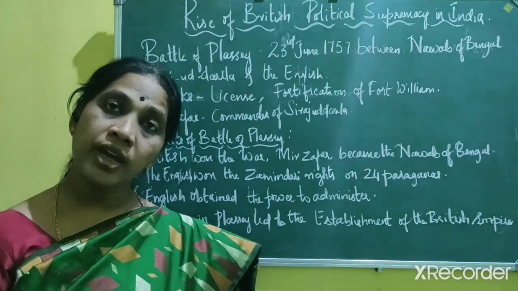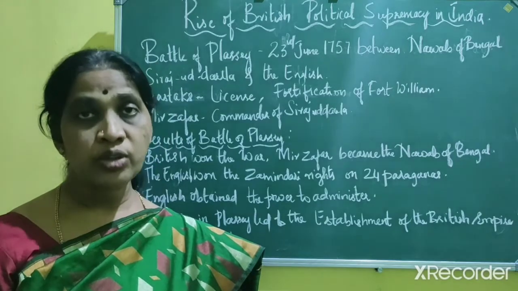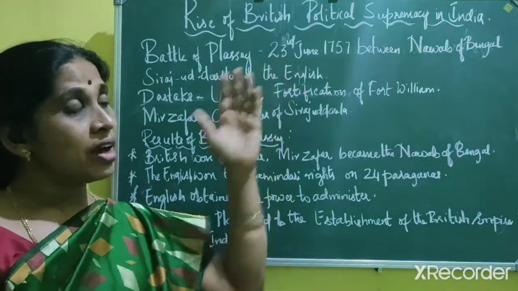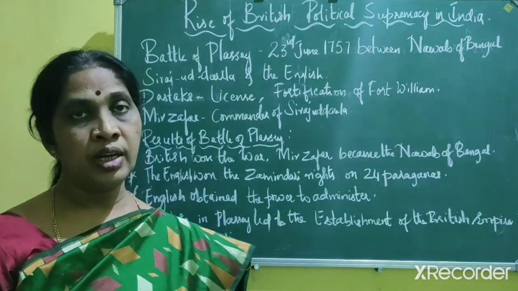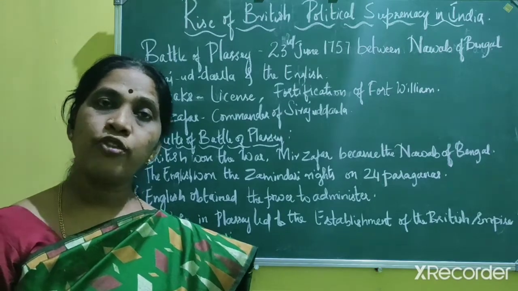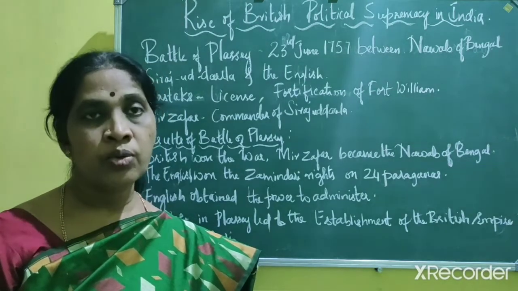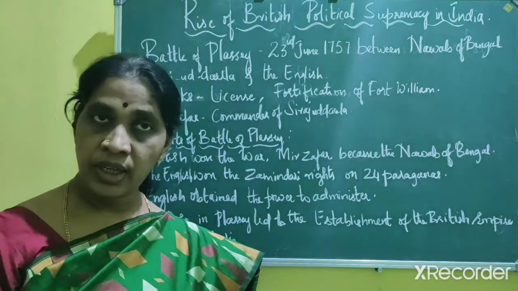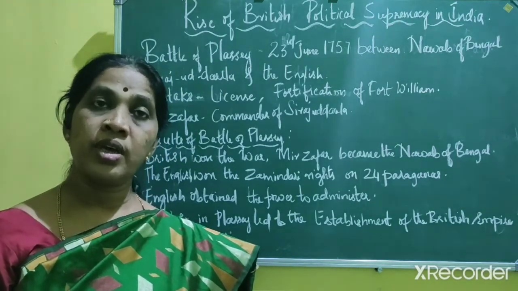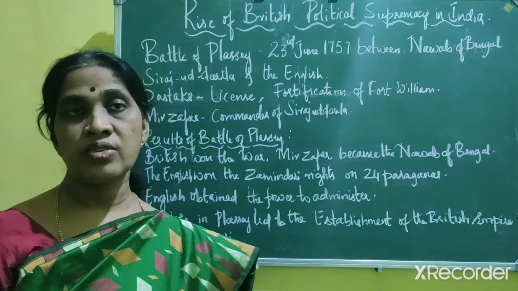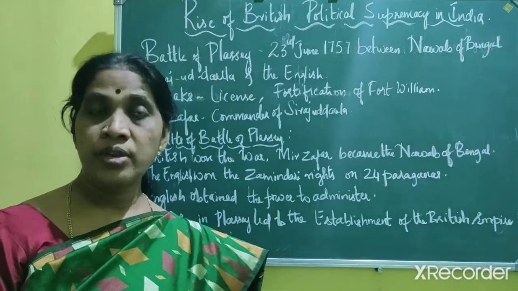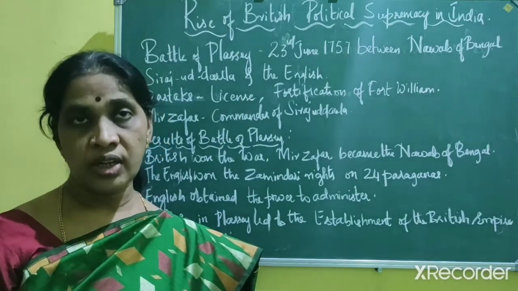The British were able to conquer the territories and establish this political supremacy in India due to certain strategies. They followed the policy of divide and rule, and introduced the subsidiary alliance, the doctrine of lapse, and various administrative policies. Because of all these policies, the British who had come to India as traders were able to establish supremacy in India.